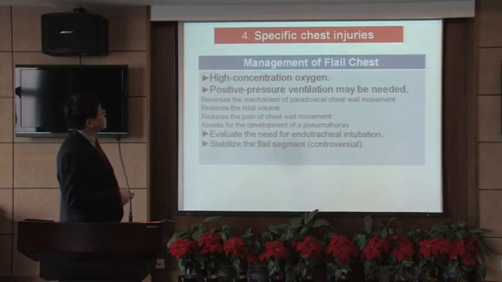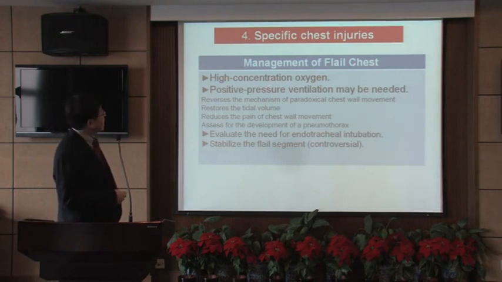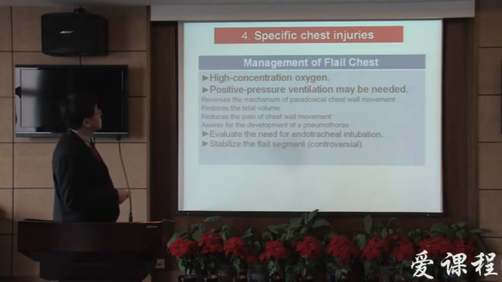The management of the flail chest includes four parts. The first is a high concentration of oxygen. This is the first aid management. The second part is positive pressure ventilation, which may be needed to reverse the mechanism of the paradoxical chest wall movement and restore the tidal volume. Reduce the pain of the chest wall movement. Assess for the development of a pneumothorax.